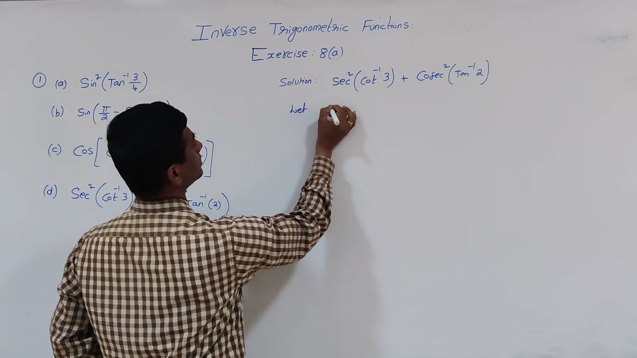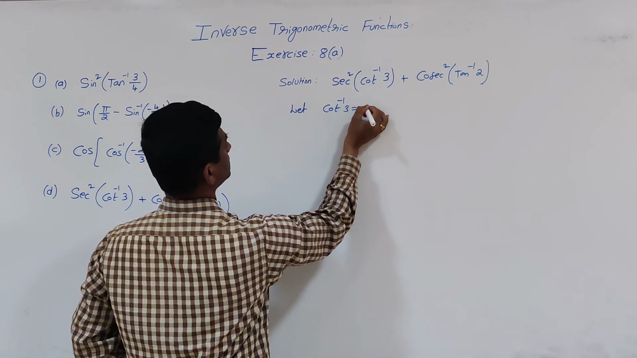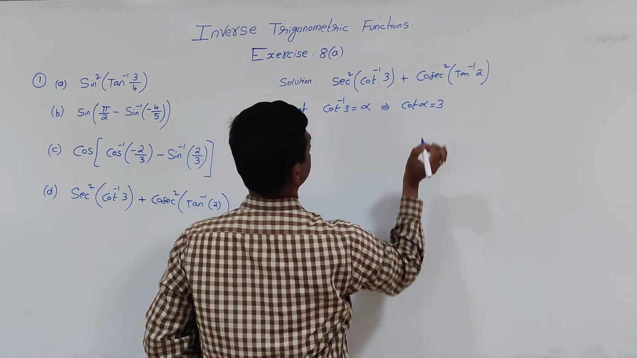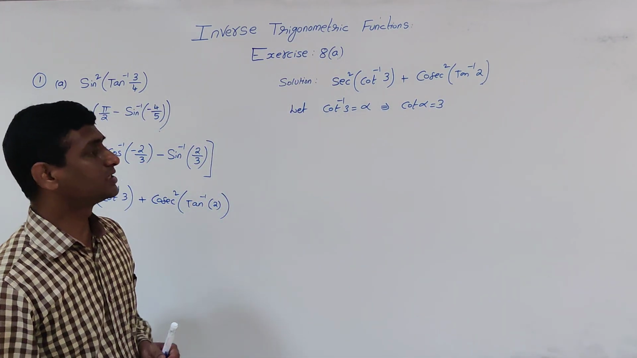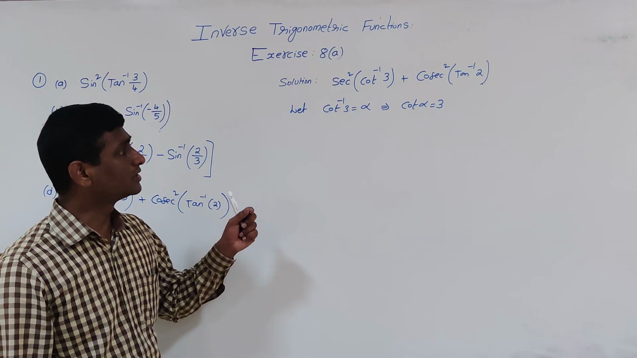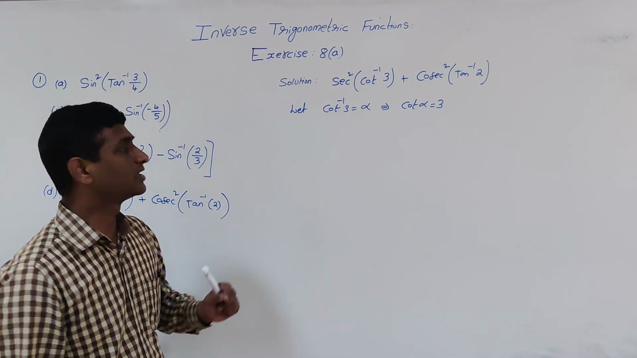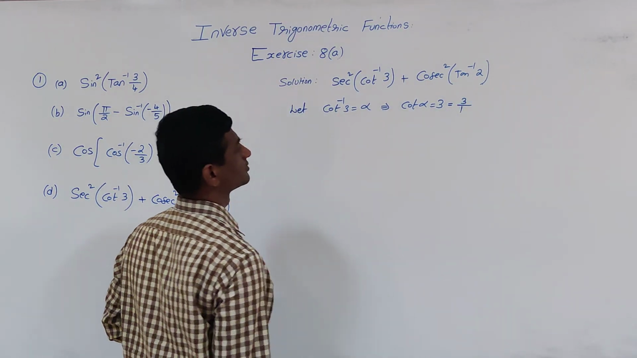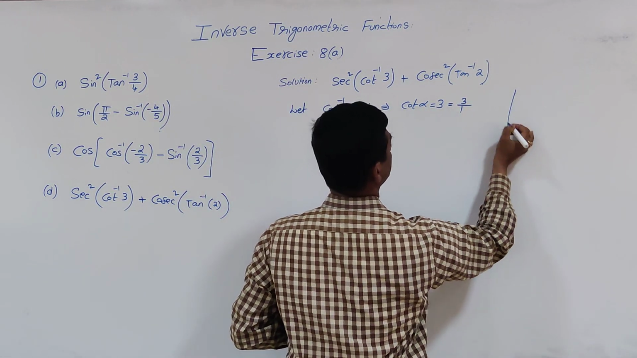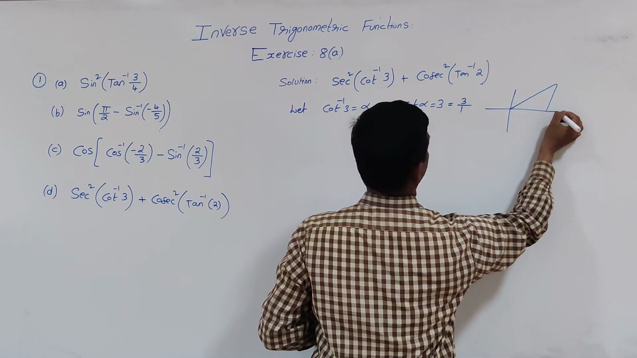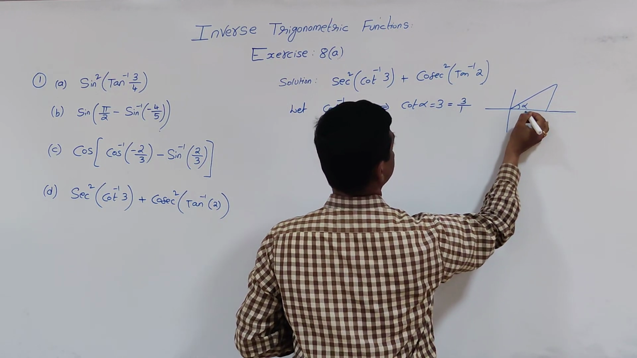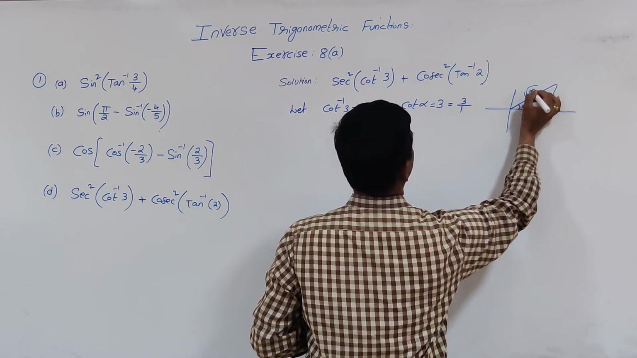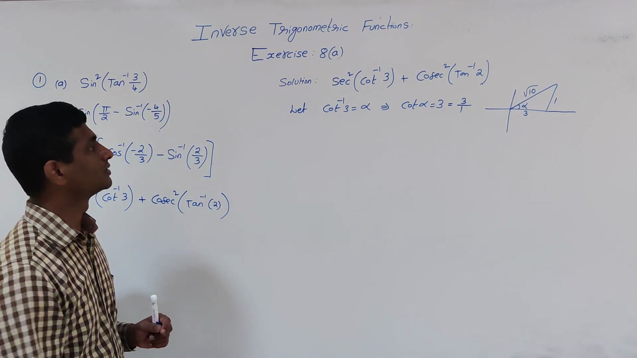So let cot inverse of 3 be alpha, which implies cot alpha will be 3. Cot alpha is 3 means adjacent side by opposite side, so we can write it as 3 by 1. So go for a right angle triangle for alpha. Adjacent side is 3, opposite side is 1, and the hypotenuse will be root 10.